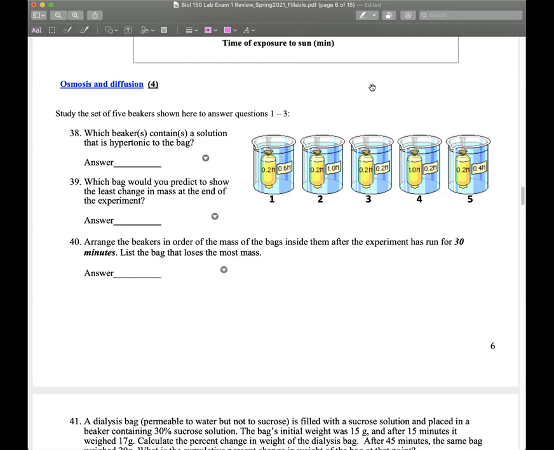All right, it is 5:30 by my computer's clock, so let's get back to this review. Now we're looking at osmosis and diffusion. This was in exercise 4. These first few questions ask us about relative tonicity. So we're looking at which beaker contains a solution that's hypertonic compared to the bag. So, a hypertonic beaker solution.